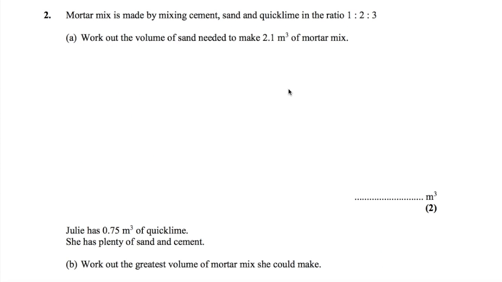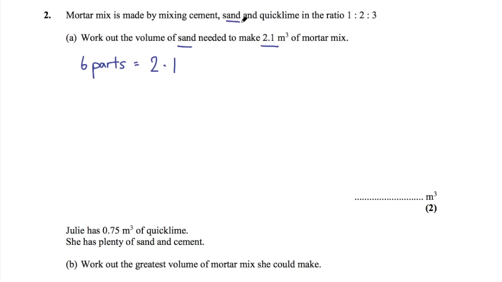Question 2 says mortar mix is made by mixing cement, sand and quicklime in the ratio 1 to 2 to 3. Work out the volume of sand needed to make 2.1 meters cubed of mortar mix. So the total amount of mortar mix we need is 2.1 meters cubed, and there are how many parts in this ratio? Well, there's 1 plus 2 plus 3 parts, so there's 6 parts in total of the ratio. So we have 6 parts of that ratio, and that'll equal 2.1 meters cubed of mortar mix.